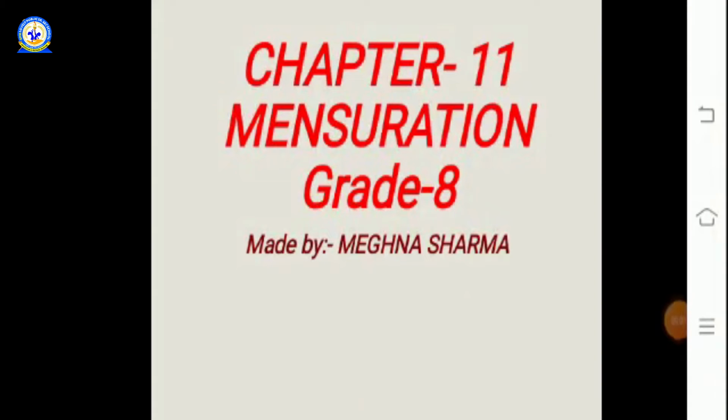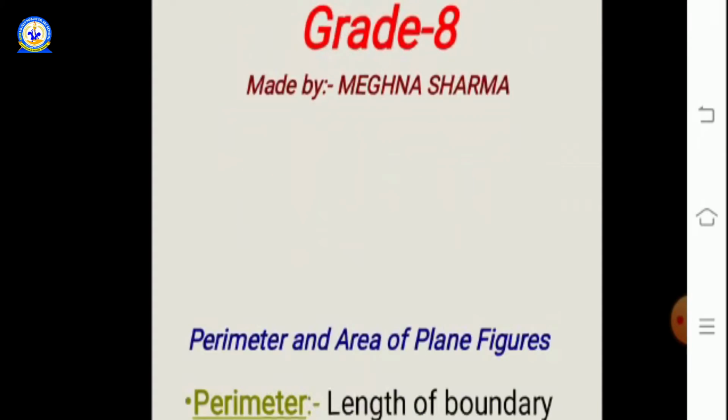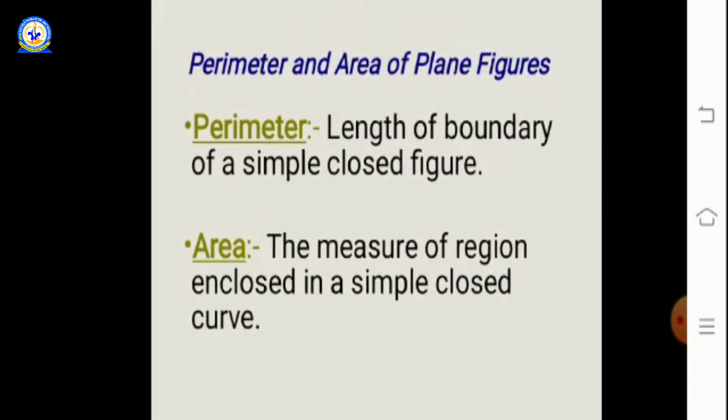Myself Meghna Sharma will be teaching maths of grade 8, chapter 11, mensuration. Mensuration means the measurement of earth. Now when we are finding the measurement of earth, how? Through perimeter and area. Today we will learn how to find the perimeter and area of plane figures.